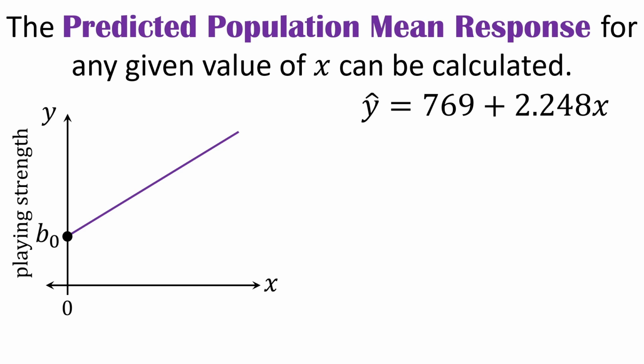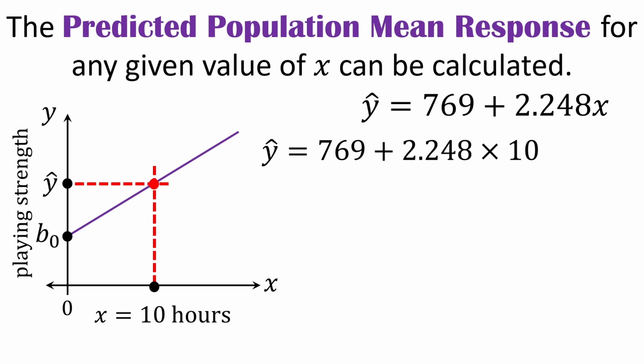Now, the predicted population mean response for any given value of x can be calculated using the line of best fit. For example, let's suppose we're curious to know, if a student uses a training program for 10 hours, what do we expect to see on average for their playing strength after those 10 hours? If we put a vertical line at 10 hours, you see where it intersects the line of best fit. That's the fitted value, the y hat. We can calculate that y hat simply by taking 10 hours and putting it in where we see x in this linear equation.